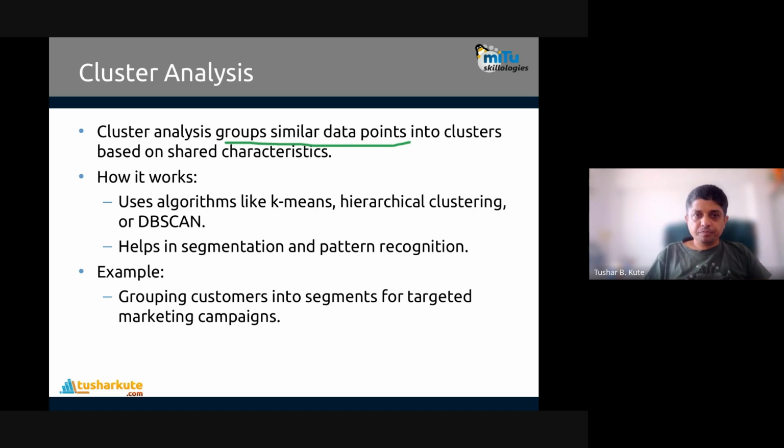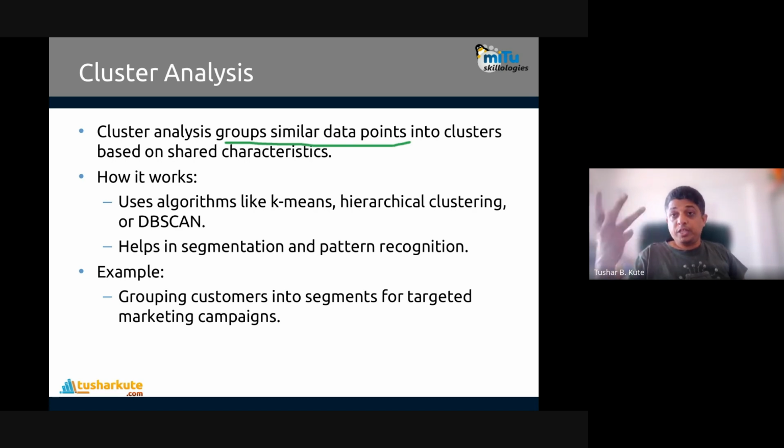Similarity, they're based on shared characteristics. So how does it work? The user uses algorithms like k-means clustering, which maybe you have heard about in machine learning, hierarchical agglomerative clustering. They can use DBSCAN clustering methods, which help in segmentation and pattern recognition. That's possible in cluster analysis.